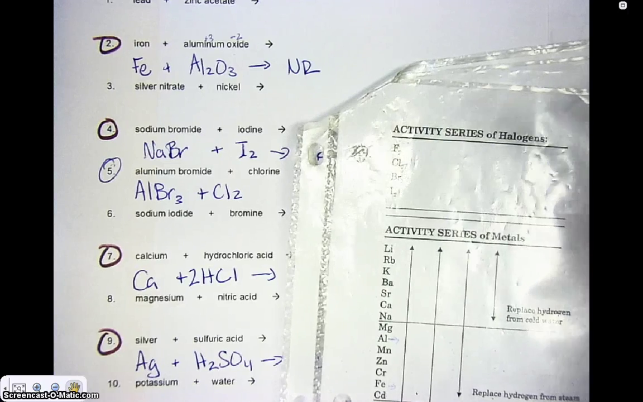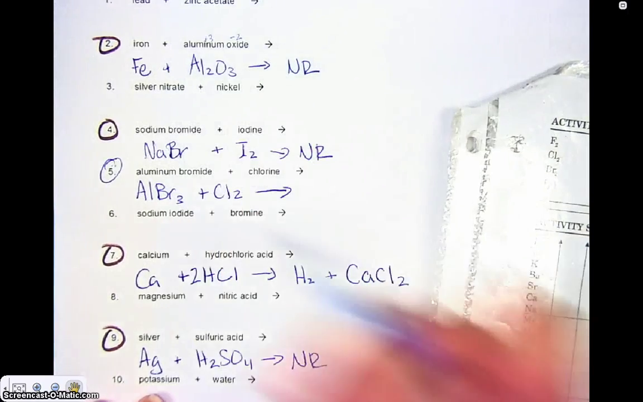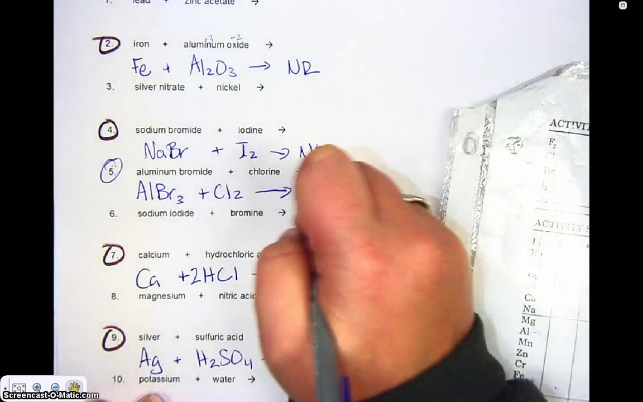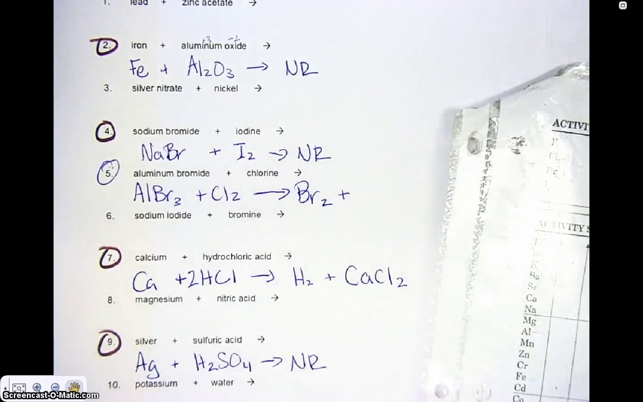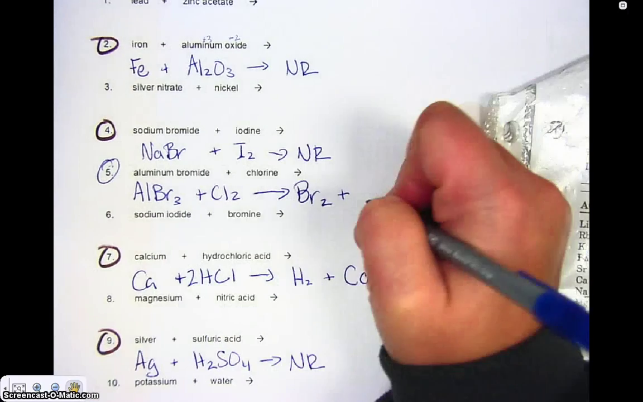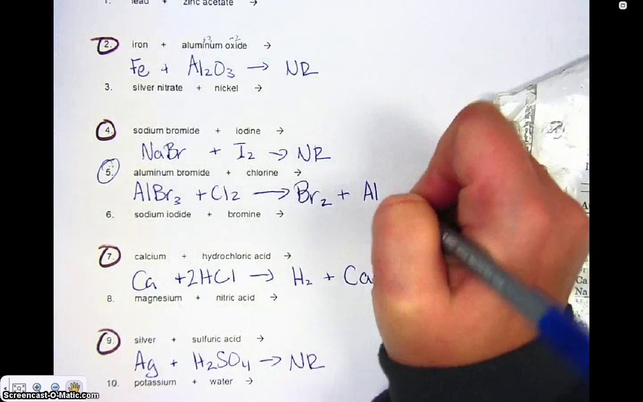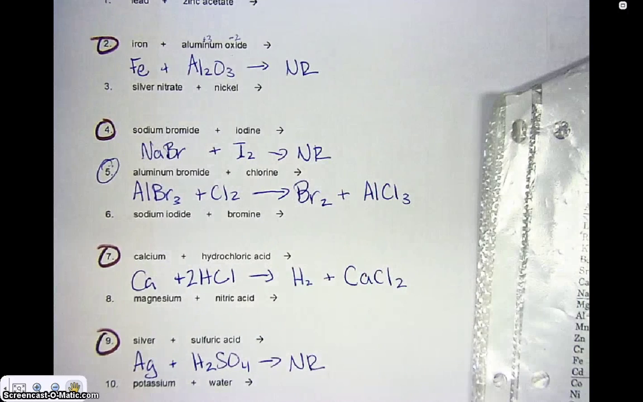Chlorine's going to kick bromine out of the compound. So let's go ahead and write my products. Bromine's going to be kicked out all by himself, and it's a Brinkelhoff, so I have to write Br2. And then aluminum's going to steal chlorine away. Chlorine also has a charge of -1, so it's going to be AlCl3.